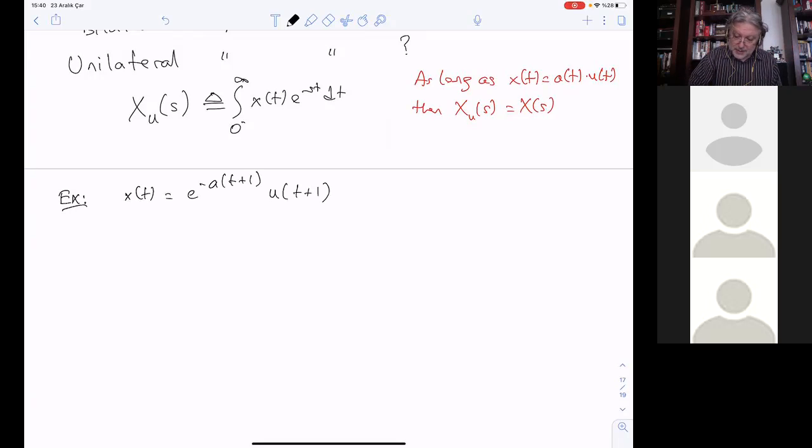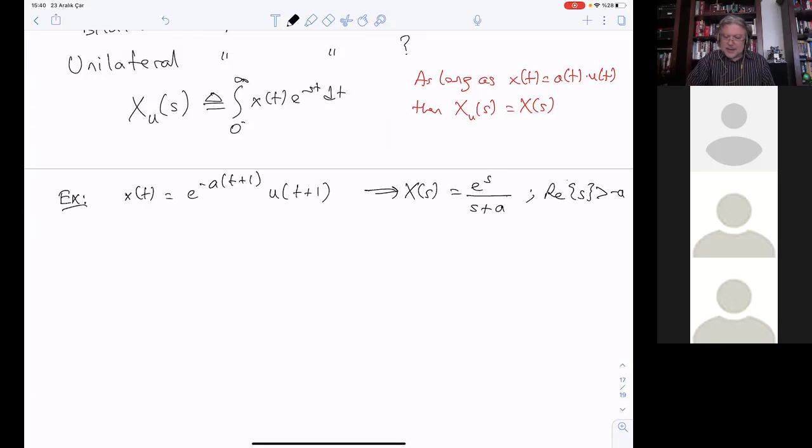And when you find the normal bilateral Laplace transform, you will find X(s) equal to e^s over s plus a. And the region of convergence will be the real part of s greater than minus a. s equals minus a is a pole, and to the right of it will be the region of convergence.